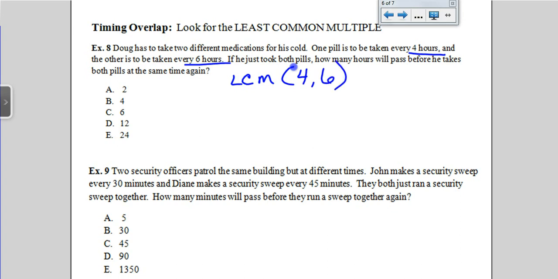Now, least common multiple is the smallest number that these guys will have in common when you write out their multiples. So the multiples of 4 are 4, 8, 12, 16, and so on. And the multiples of 6 are 6, 12, 18, so on and so on. I think I already know what the answer is, because I think I just said it. It was a 12.